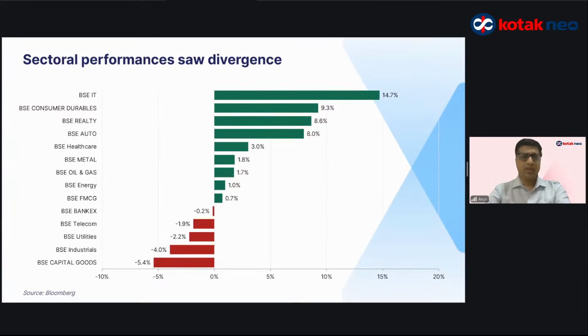On the other hand, we have BSE capital goods, industrials, and utilities. These indices underperformed the market. Next slide.